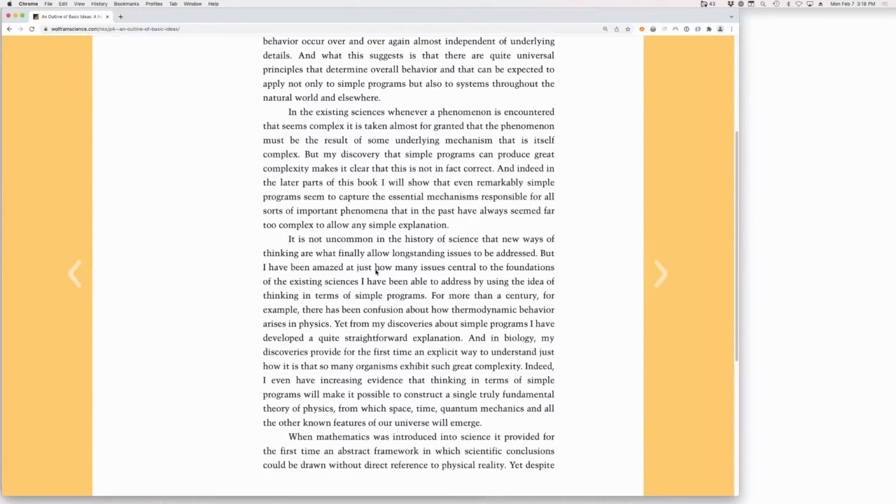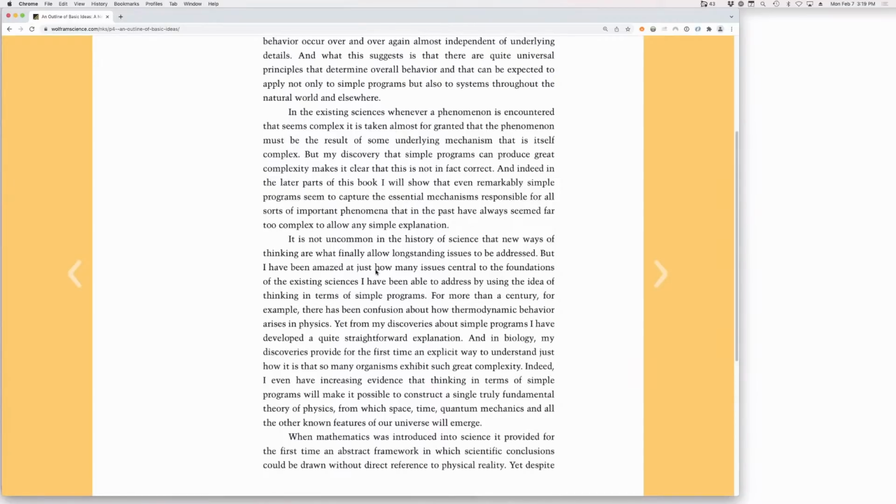Indeed, I even have increasing evidence, I said then, that thinking in terms of simple programs will make it possible to construct a single truly fundamental theory of physics from which space, time, quantum mechanics, and all the other known features of our universe will emerge. I had the first signs that that will be possible. It took another 20 years to bring that to fruition and to get to the point where we have our physics project in the last couple of years, which has been very exciting to see. It's the next big step. And it required a number of really important ideas that take for granted the ideas of a new kind of science, but build to another level.